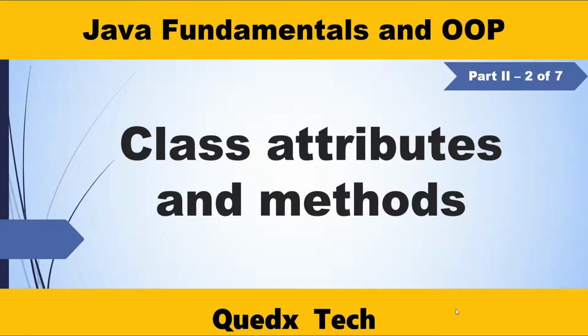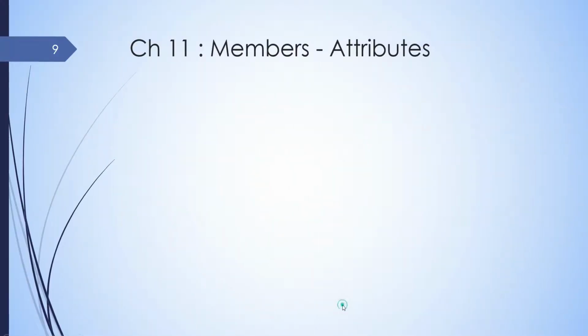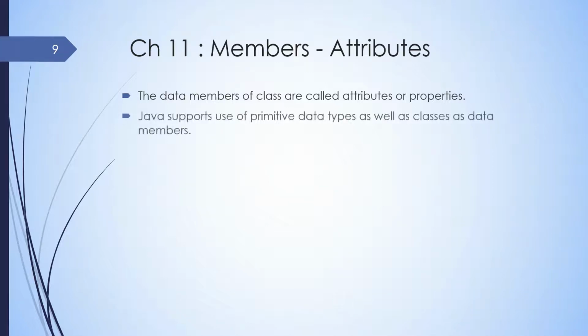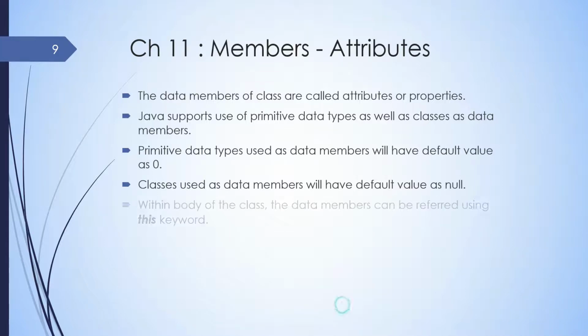In this chapter, we'll be covering class attributes and methods. So what are attributes? Data members of the class are called attributes or properties. Java supports use of primitive data types as well as classes as data members. When we use primitive data types, the default value for them would be 0. When we use classes as data members, the default value for them would be null.